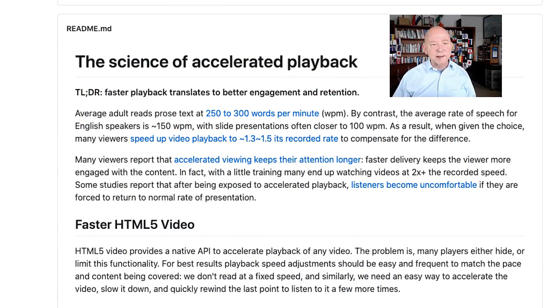Some of the key points that they put in here: as adults read at those rates, we see that they compensate for the difference. And many viewers report that accelerated viewing keeps their attention longer. Faster delivery keeps the viewer more engaged with the content. In fact, with a little training, many end up watching videos at 2x plus the recorded speed. I find that happens often. I find it depends on the topic here. Some studies report that after being exposed to accelerated playback, listeners become uncomfortable if they are forced to return to normal rate of presentation.